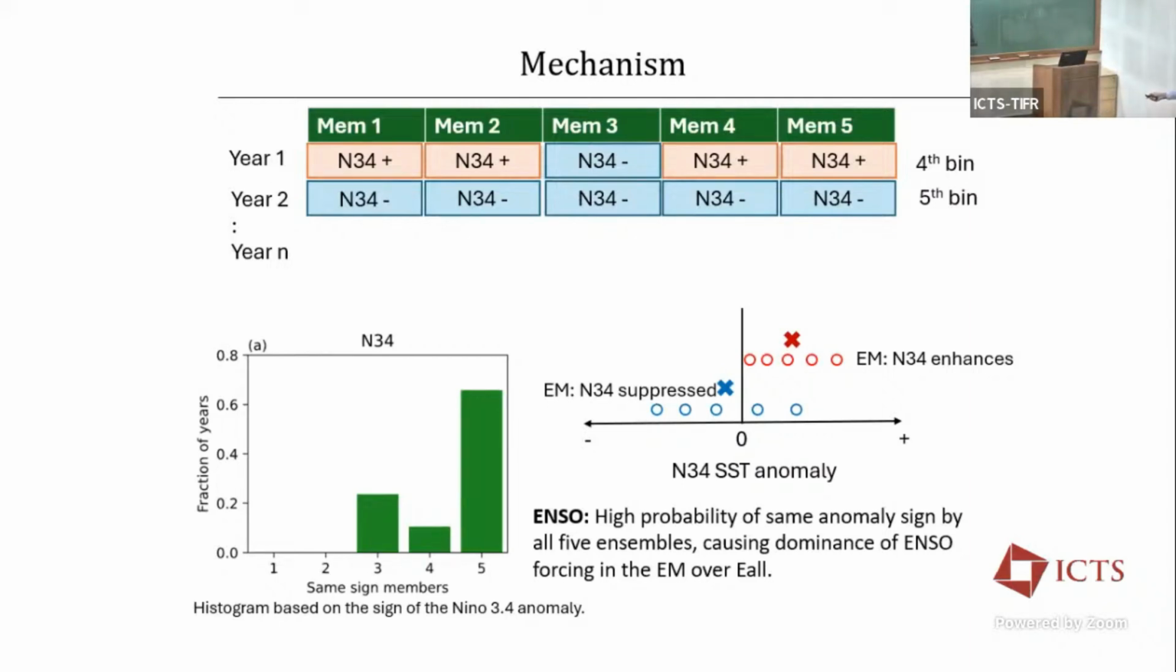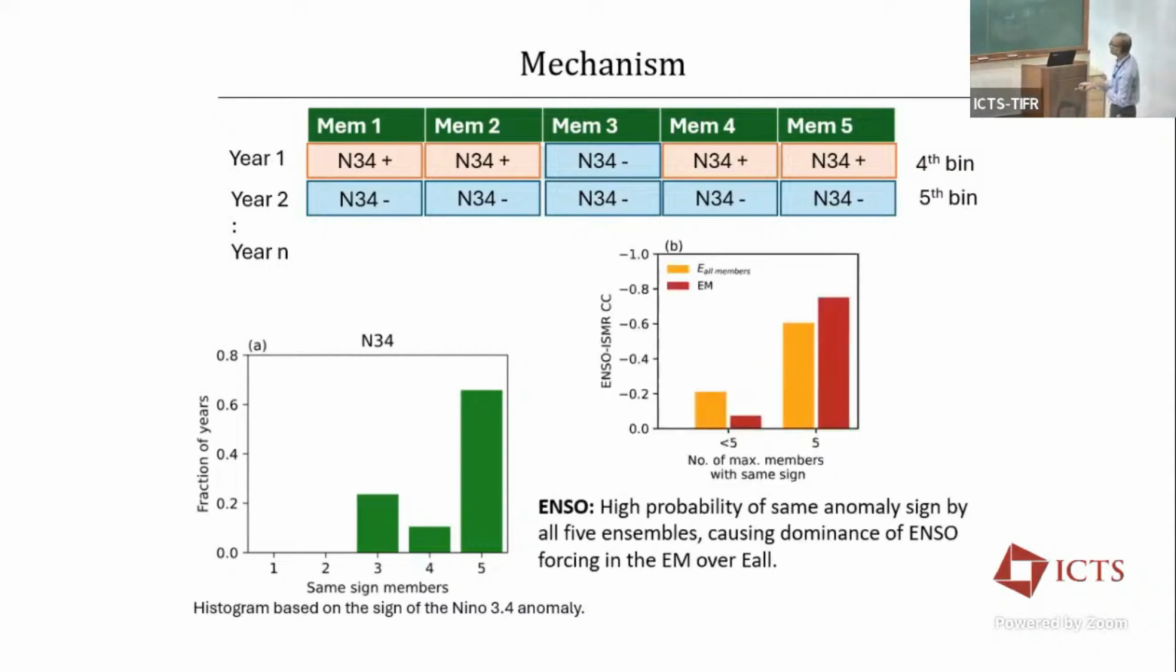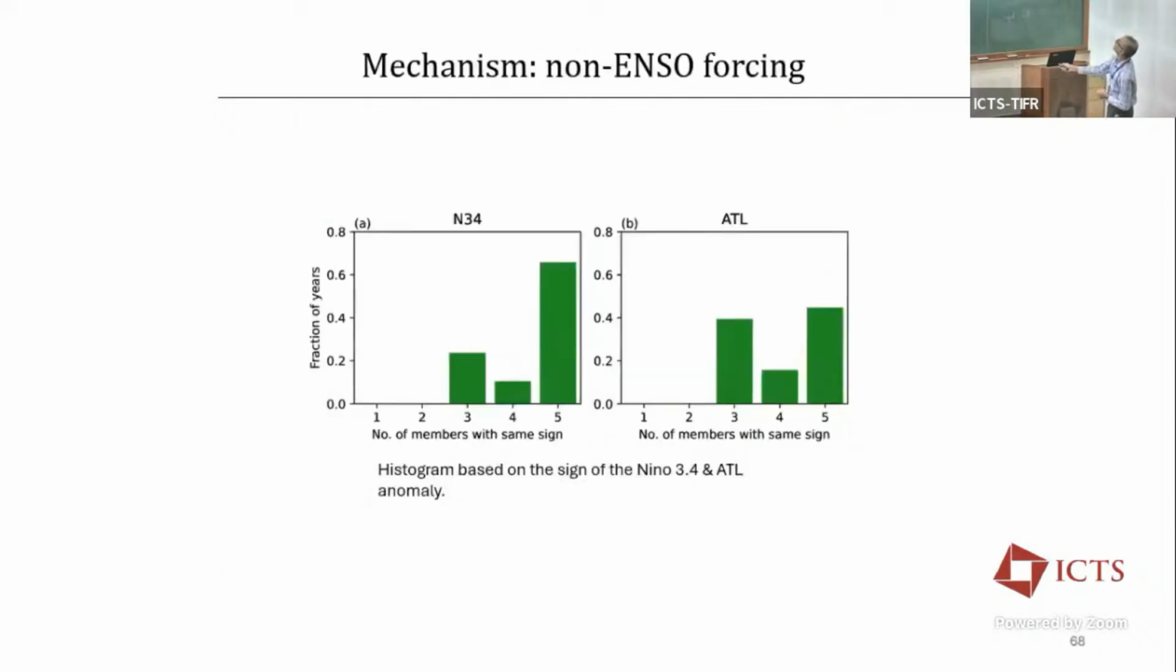Okay, so now if you average these 5 members, for that particular year, the forcings from the 5 members get dominated because the ENSO forcing is very, very strong compared to the forcing from the other ocean basins, right? So if you look at the Atlantic, for example, if I do the same thing for the Atlantic Ocean or Atlantic Nino, only about 50% of the members agree with each other. In other words, if the Atlantic Ocean is a positive or negative anomaly during a particular year, only 50% of the members will agree with each other, okay? Most of the members will disagree.